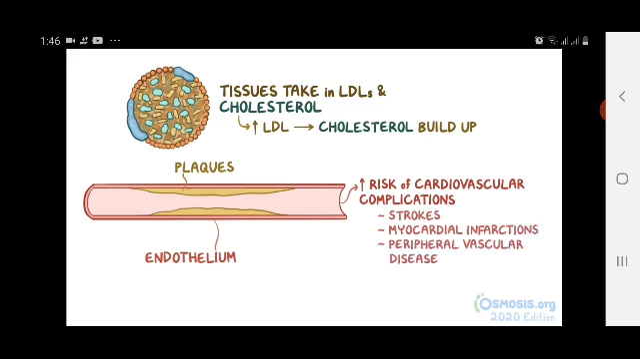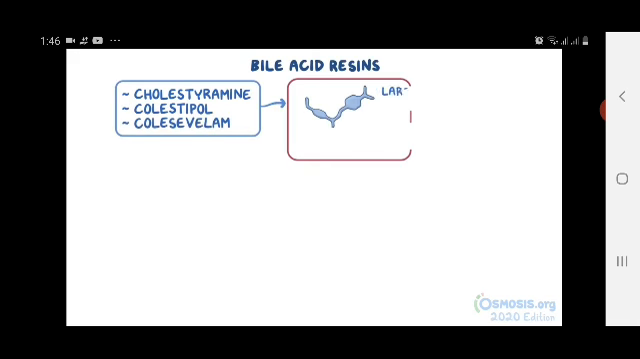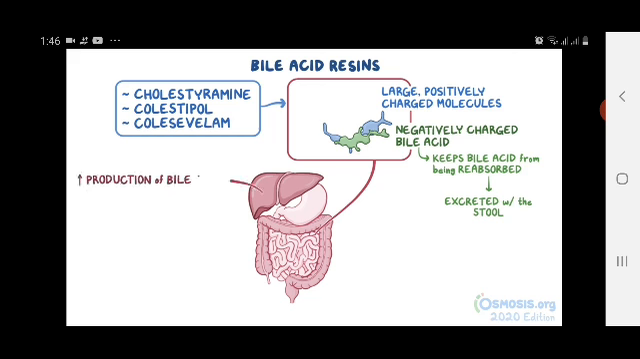Now, our miscellaneous lipid-lowering agents act at several points during lipid metabolism. The first group of medications are the bile acid resins, like cholestyramine, colestipol, and colesevelam. These are large, positively charged molecules that bind to the negatively charged bile acids in the intestine. Being stuck to the resin keeps bile acid from being reabsorbed, and they get excreted with the stool. So since we're depleting bile acid, the liver will compensate by increasing the production of bile salts, and this uses up a lot of cholesterol.